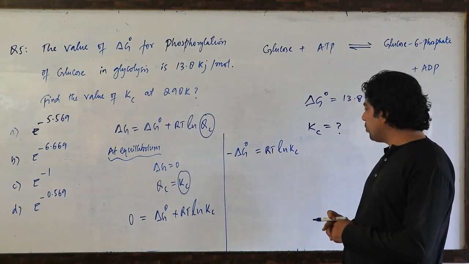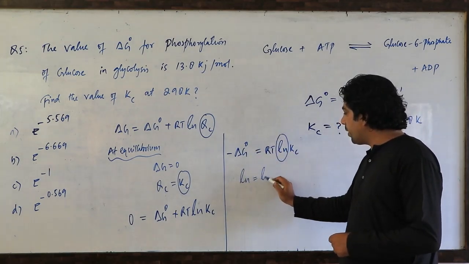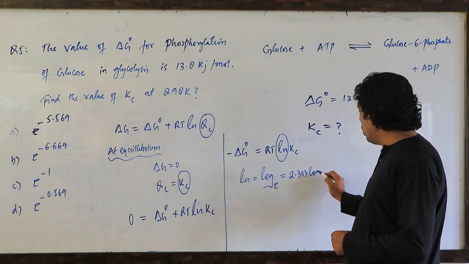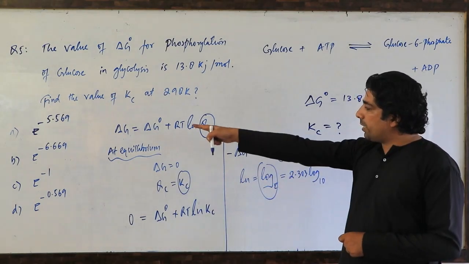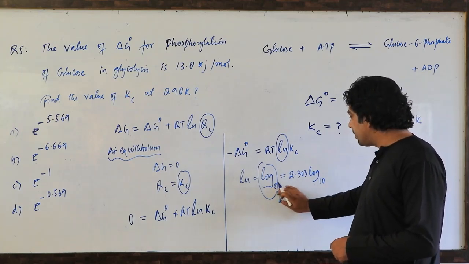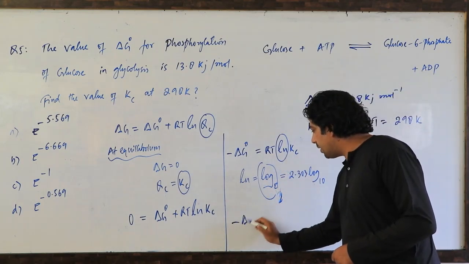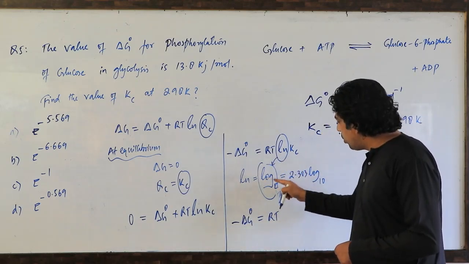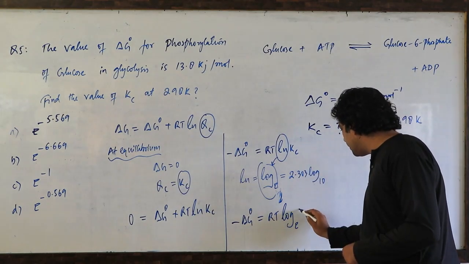Now you also know that the value of ln is a natural log. It can be represented as log to the base e. It can also be represented as 2.303 log to the base 10. But I need log to the base e here because my options are in the form of e. E stands for Euler's base, my dear friends. So I will use log to the base e in place of this. So I will get minus delta G naught is equal to RT, and in place of ln I can use log to the base e, and finally Kc.